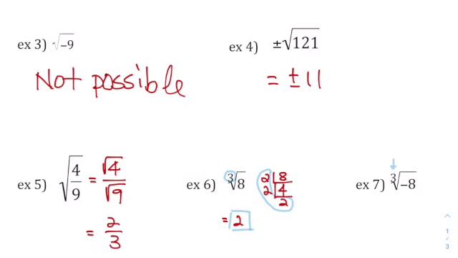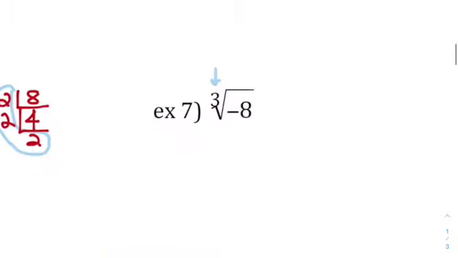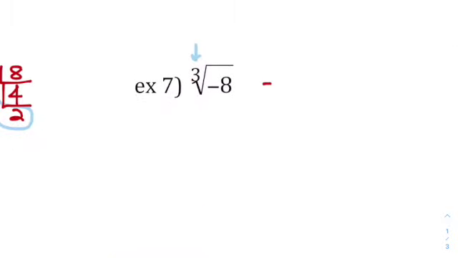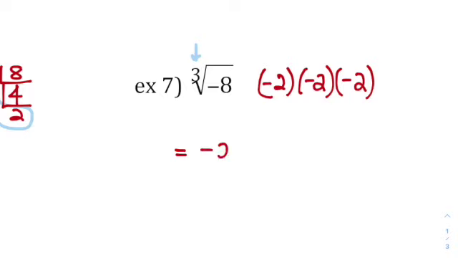But when you have negative 8, you can break the number down because negative times negative times negative will give you negative. Negative 2, if you break it down from before, times negative 2 times negative 2 will give you a negative 8. The answer for this would be negative 2. 3 of the same thing will give you negative.